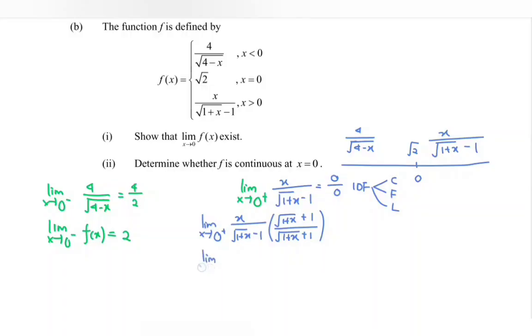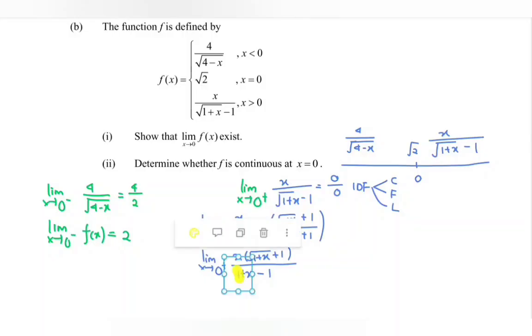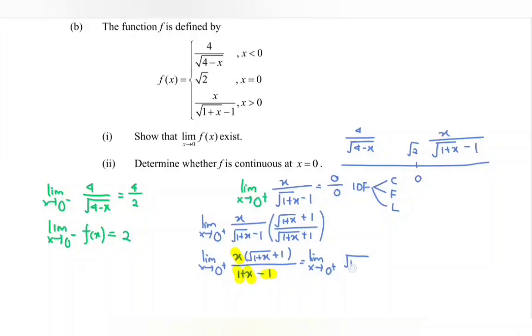So the limit when x approaches 0 from the right. So here we will have x bracket square root of 1 plus x plus 1 over 1 plus x and then minus 1. So from here, we notice that we can eliminate this part as a 0. Then x over x, then we will have 1. So the limit when x approaches 0 from the right, we will have square root of 1 plus x plus 1.